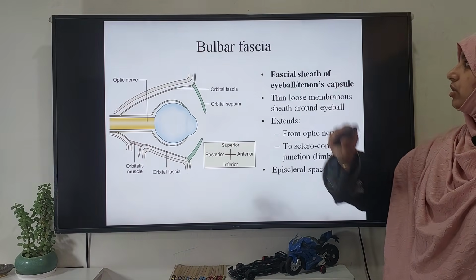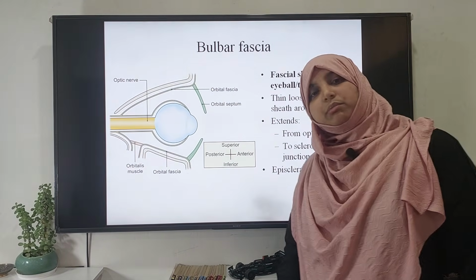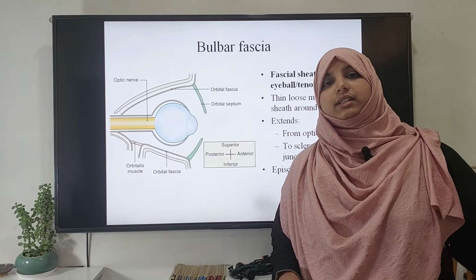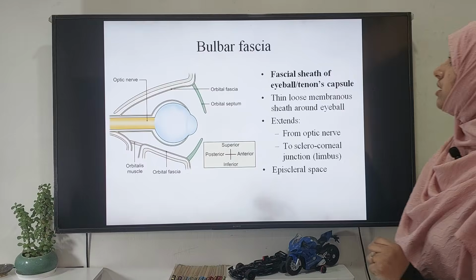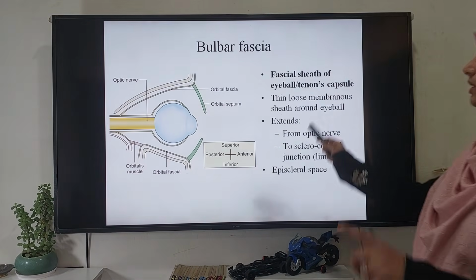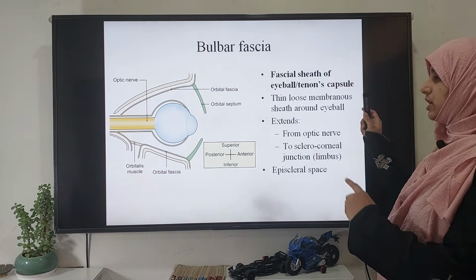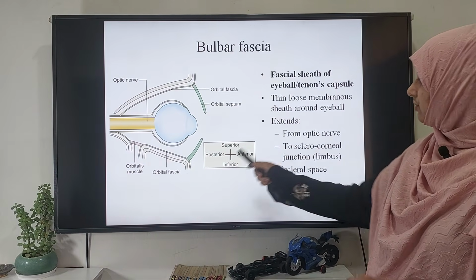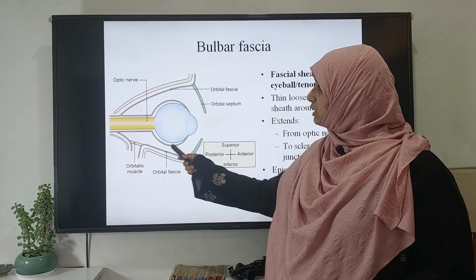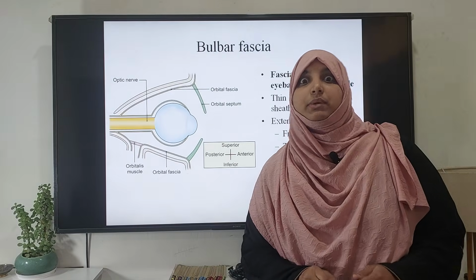And this is also called Tenon's capsule. This term is very important because on the ophthalmology clinical side they don't commonly call this bulbar fascia but Tenon's fascia. So what is this? This is a thin loose membranous sheath around the eye. It extends to the front, we know, and there is going to be a small space above it that is called the episcleral space.